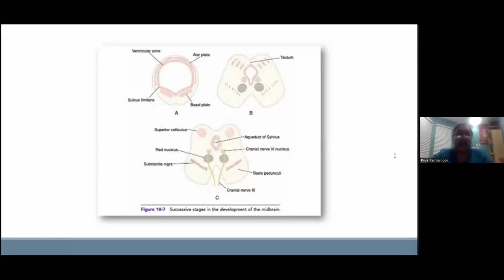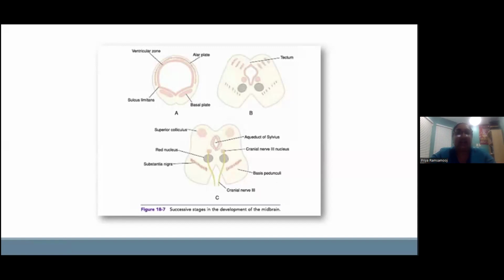And when it does that, it forms the basis of the basis pedunculi that you're going to see in this picture here in C. And what that does is that when you form that, you have descent of nerve fibers from the cerebral cortex to the lower motor centers, and then in the pons and to the spinal cord, and that would then be your corticopontine, your corticobulbar, and your corticospinal tracts. Your alar plates are not to be forgotten, because what we just talked about was the basal plates.